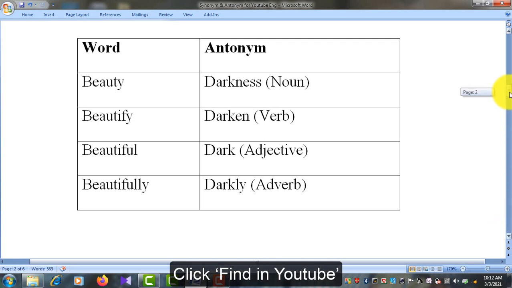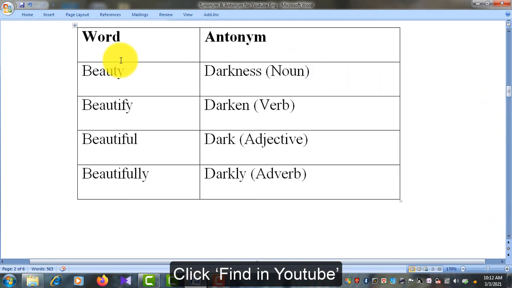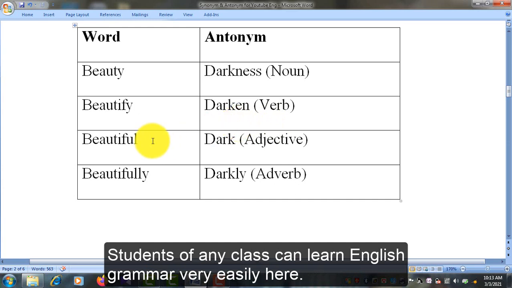For example, beauty. The word beauty is a noun and its antonym is darkness. It's also a noun. So this example is taken for granted. Beautify. This word is a verb and its antonym is darken. It is also a verb. So this example is also taken for granted.